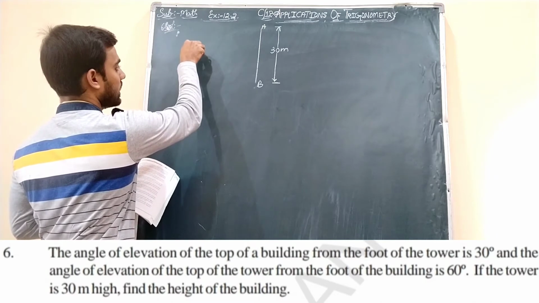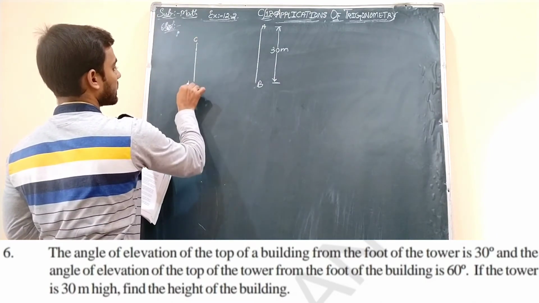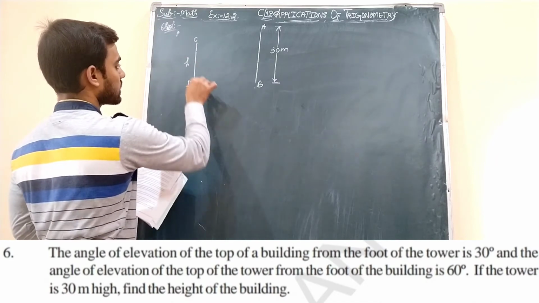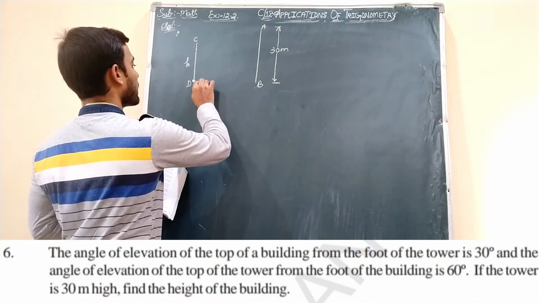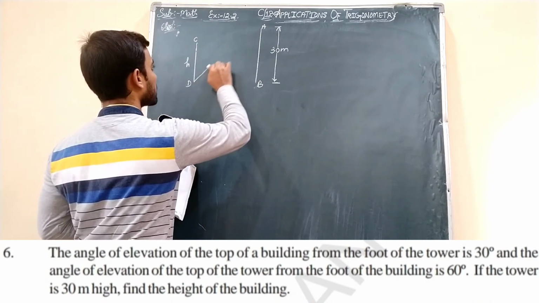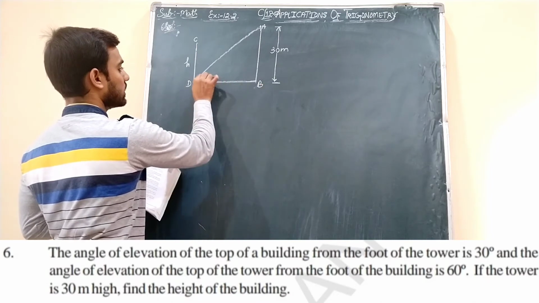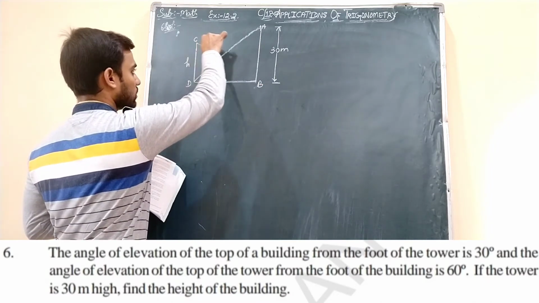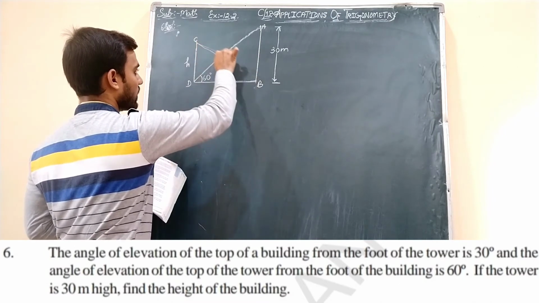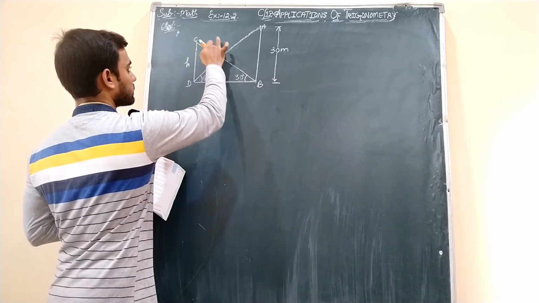Now there is a building also, students. This height we don't know. Take this as CD and height is H. Understand? So here what you are doing, from the foot of the building, when you are observing the top of this tower, we will take the horizontal ground. So this is 60 degrees, students, and to the top of the building from the foot of the tower, it is 30 degrees, students.